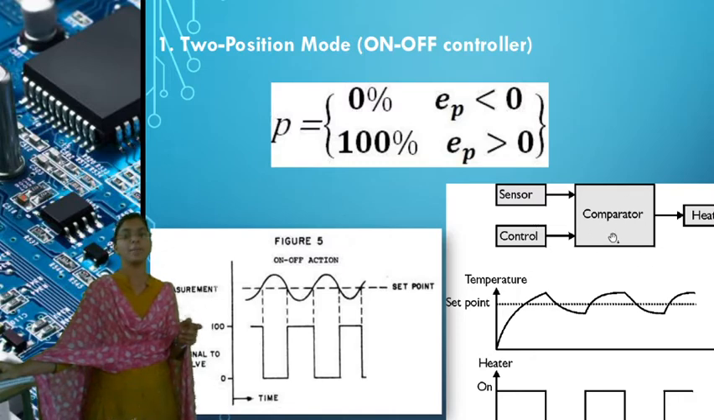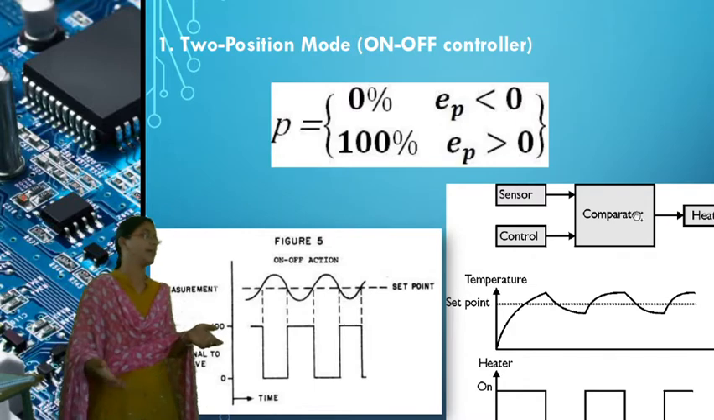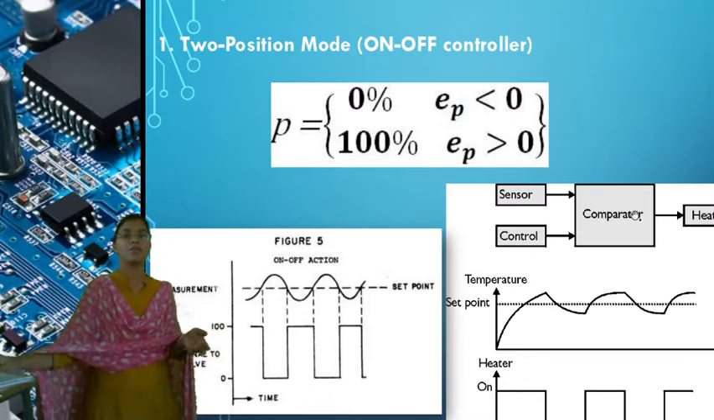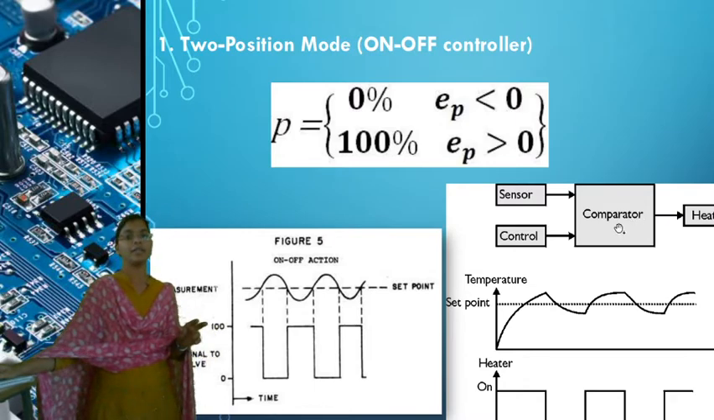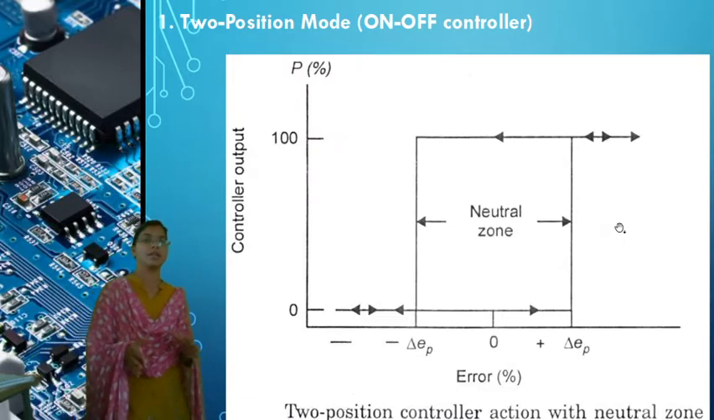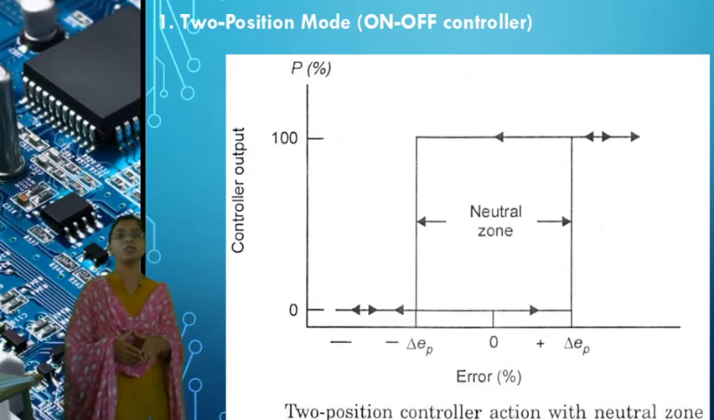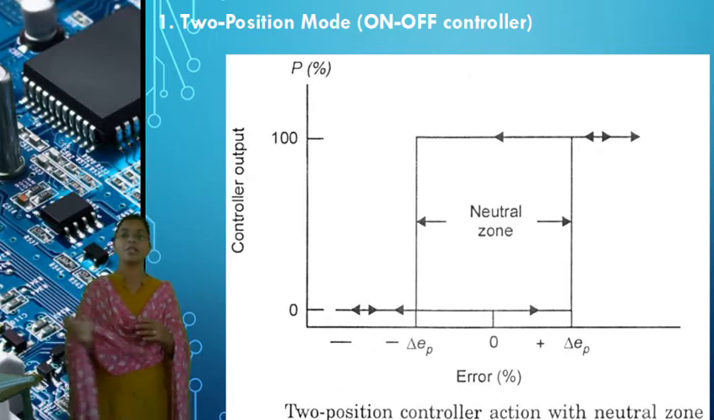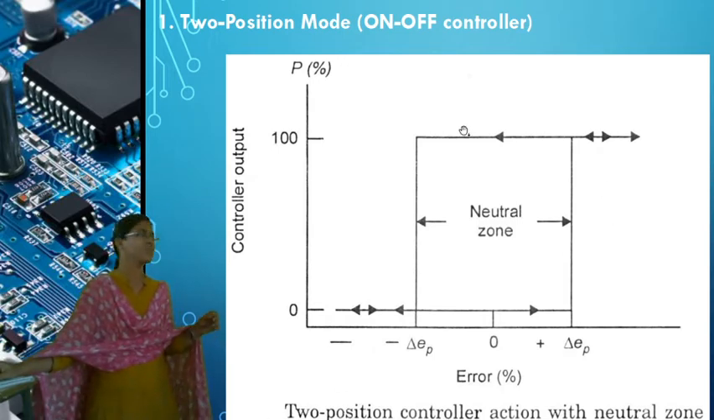These two are given to the comparator, and that will give the output to the heater, or whatever the process or controller we are going to take. Okay, so the main disadvantage of this discontinuous controller mode, that is the two position controller mode, is the neutral zone. So what is meant by neutral zone?